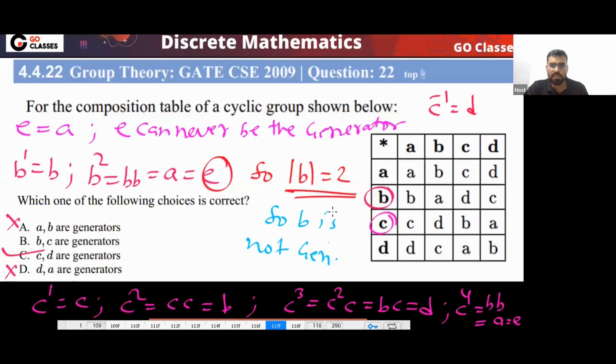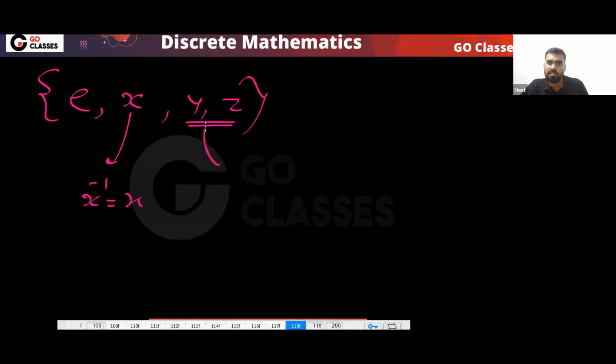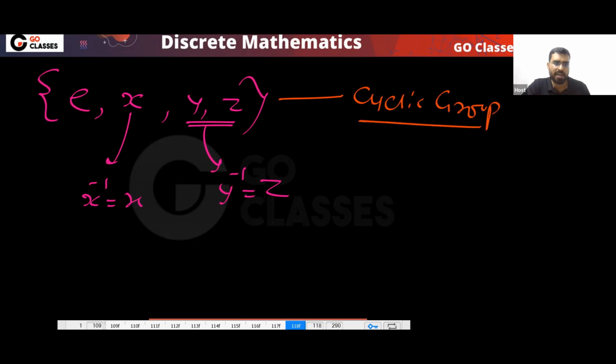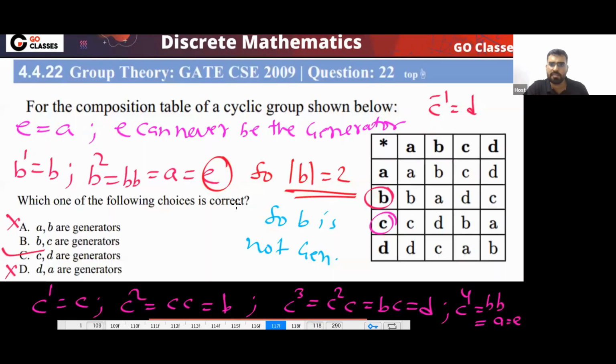Any doubt in this? Can you notice which template this is? Group of order 4. If you notice, this template is like this. You have the identity element, there is x which is the inverse of itself, and the remaining two are inverses of each other. And here, this is a cyclic group. The generators are y and z. Is this clear? This is your template.